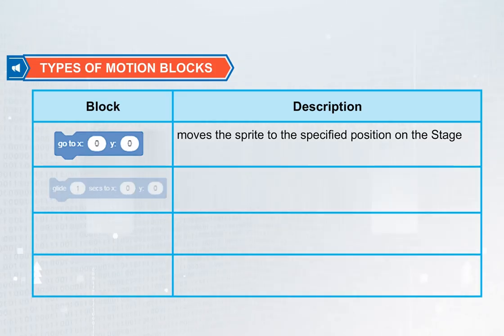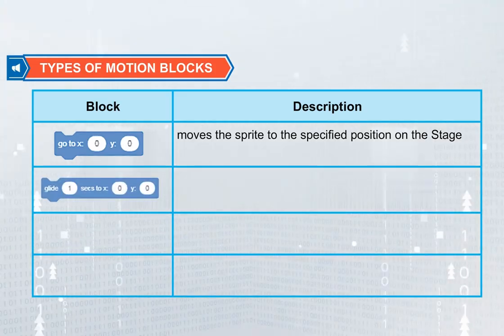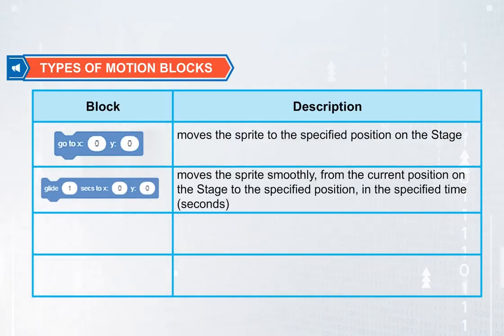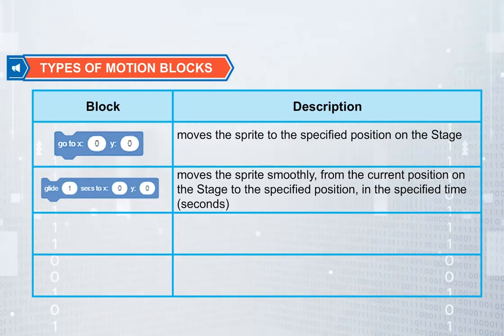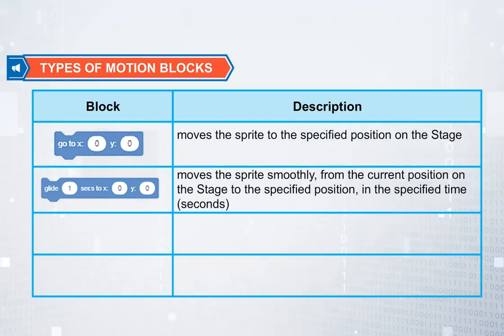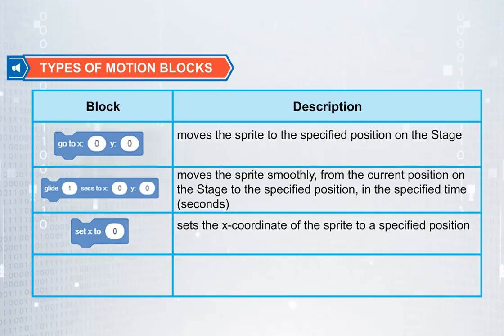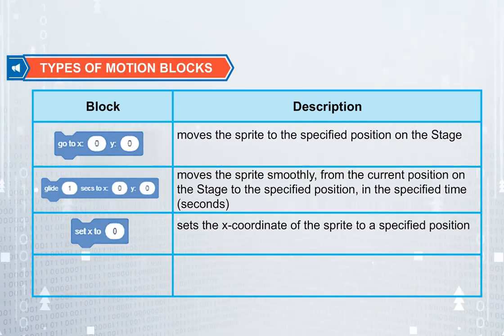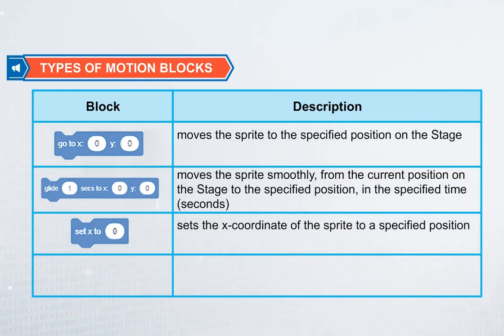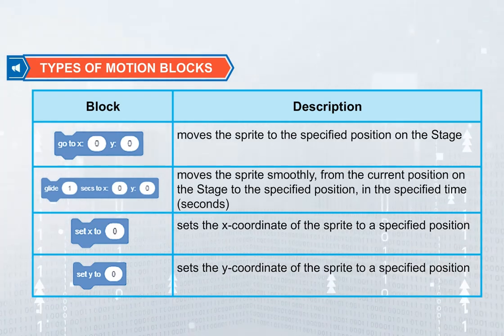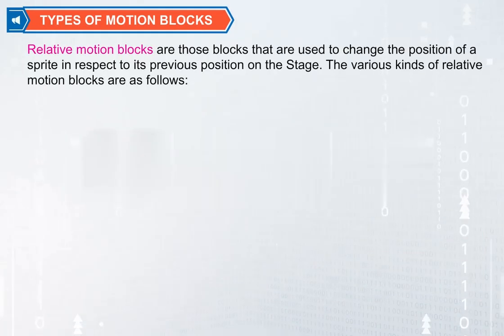position on the stage. Glide 1 seconds to X, Y, moves the sprite smoothly from the current position on the stage to the specified position in the specified time, in seconds. Set X to sets the X coordinate of the sprite to a specified position. Set Y to sets the Y coordinate of the sprite to a specified position.